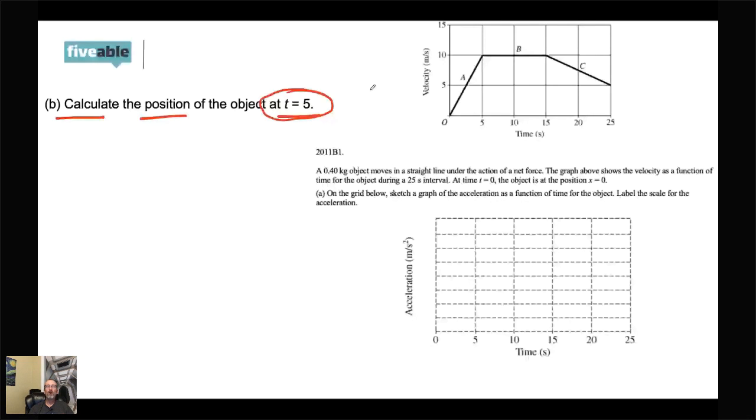We know that our final velocity is equal to 10 meters per second. We also know that our original velocity is equal to 0 meters per second. We also know that our acceleration is equal to, and here we said it was 10 divided by 5, so that's +2 meters per second squared.